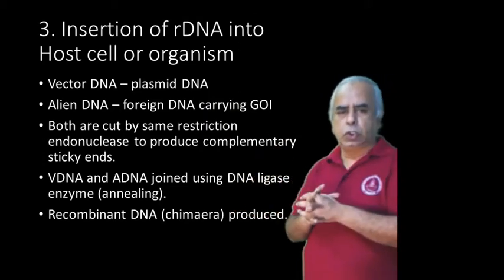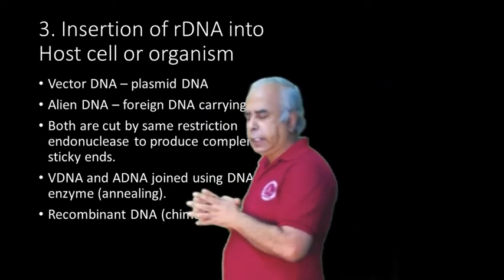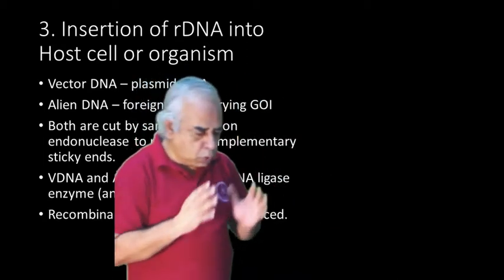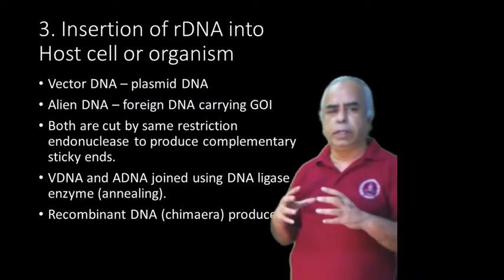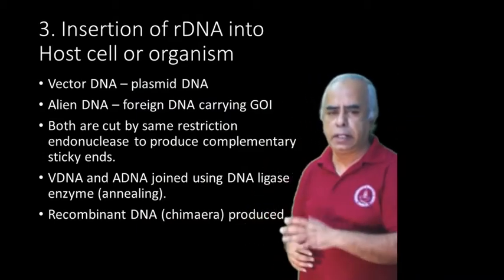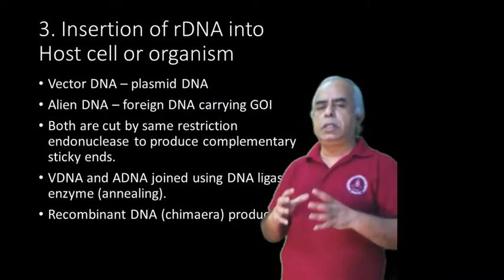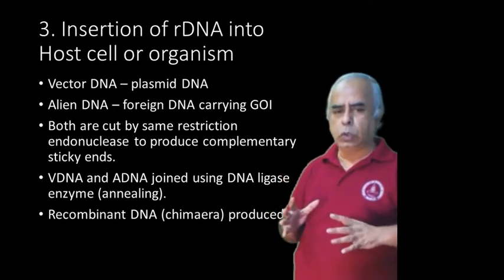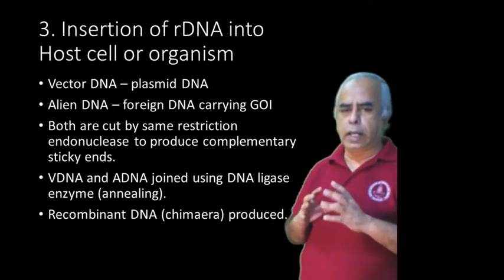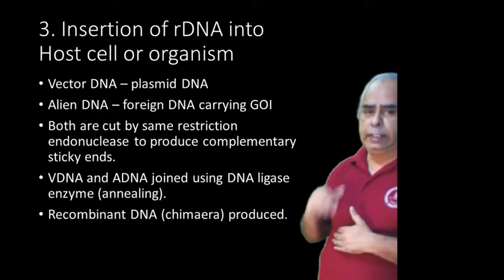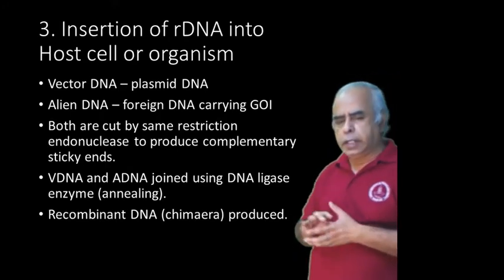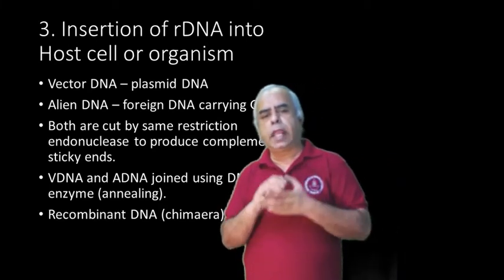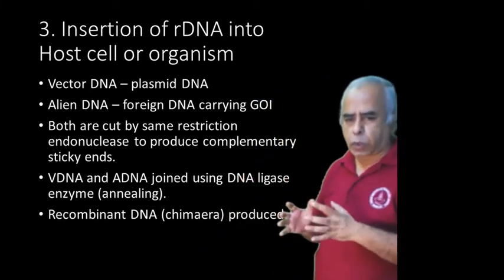So these are joined by the DNA ligase. This is called annealing. It is the process of mixing of vector DNA and alien DNA using DNA ligase. That process is called annealing. Now the recombinant DNA, that is the chimera, is the product that is produced.